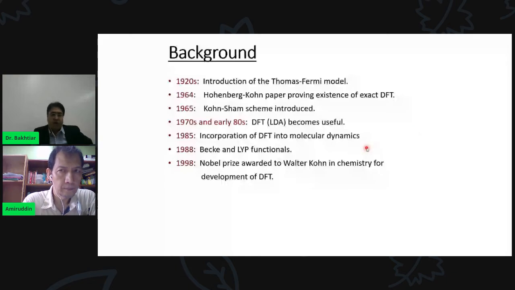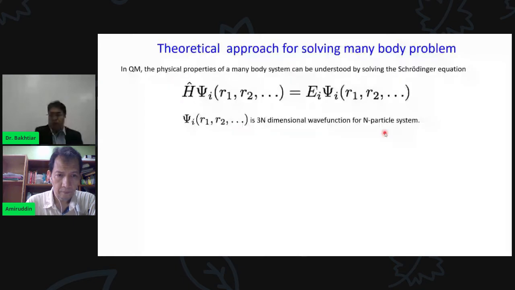And then in 1998, Walter Kohn was awarded the Nobel Prize in chemistry. So that's the background of density functional theory. Now, to know how density functional theory works, we step back and learn how quantum mechanics works in explaining the properties of a material.